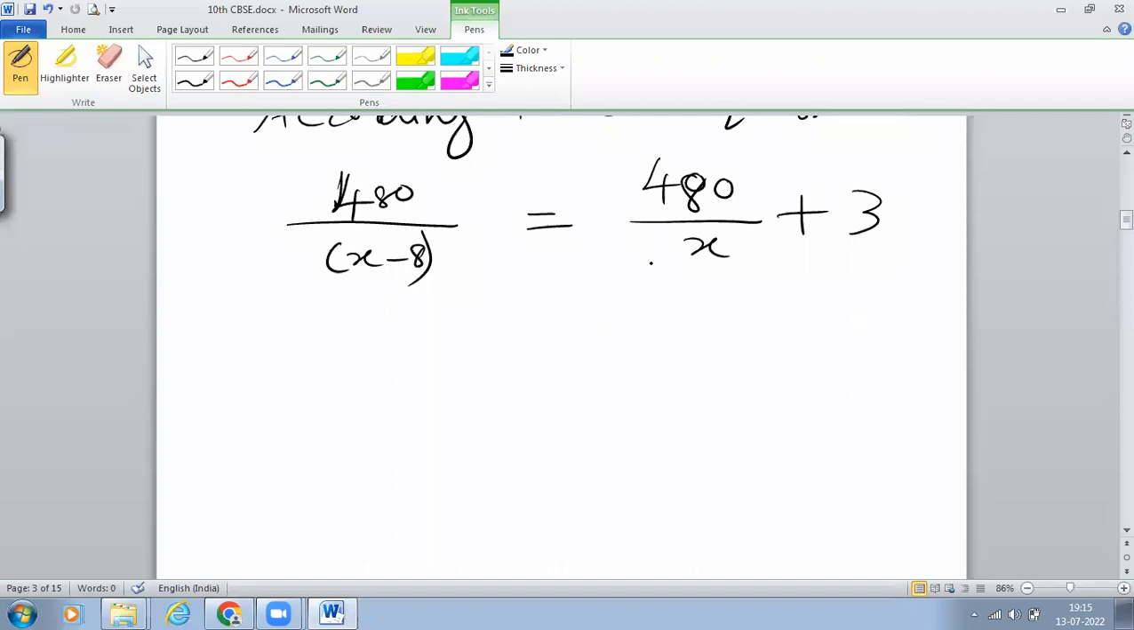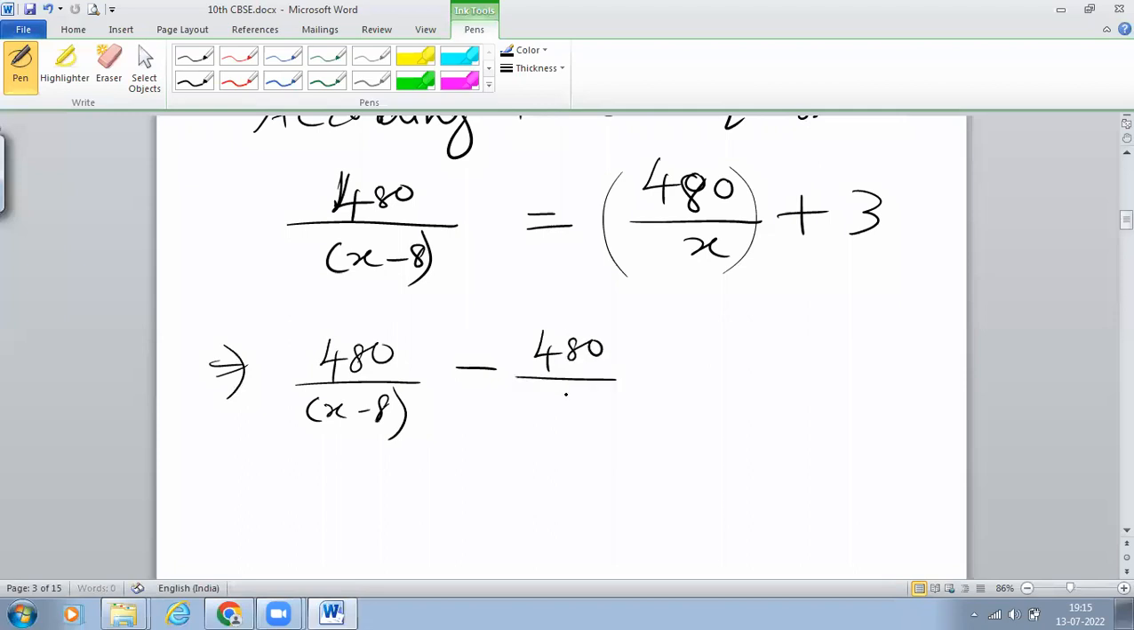Now, after this, it is very, very easy to solve this equation. So what we have to do is take this plus 480 by X to the left hand side. When it is taken to the left hand side, it becomes subtraction. In any way you can simplify this equation to form the quadratic equation. So the next step becomes 480 by X minus 8 minus 480 by X equals 3. Time taken by the train in the second case minus time taken in the first case is equal to 3.